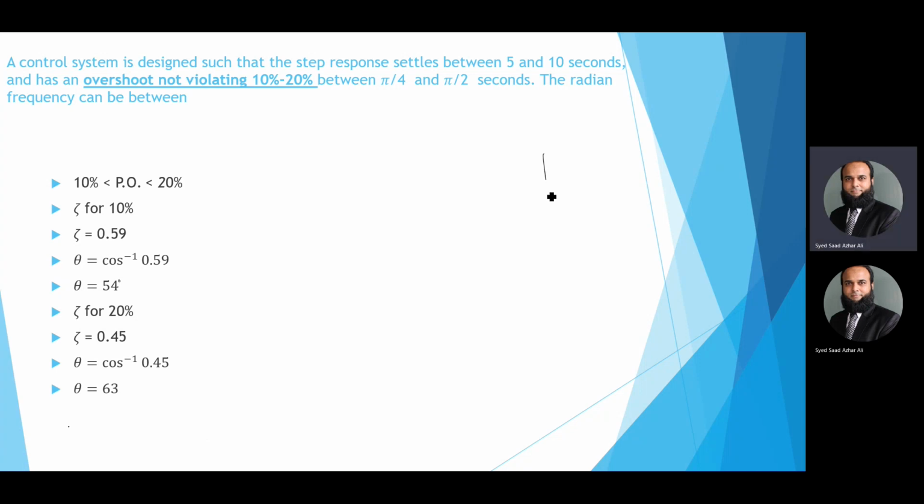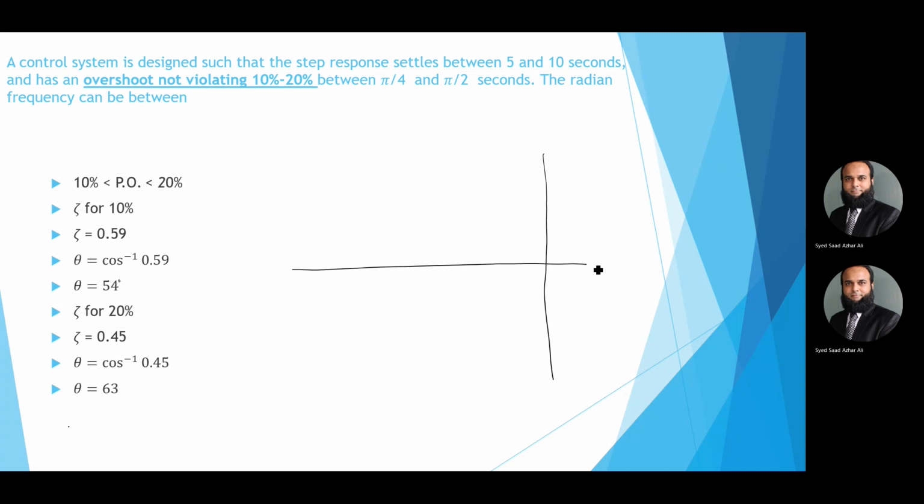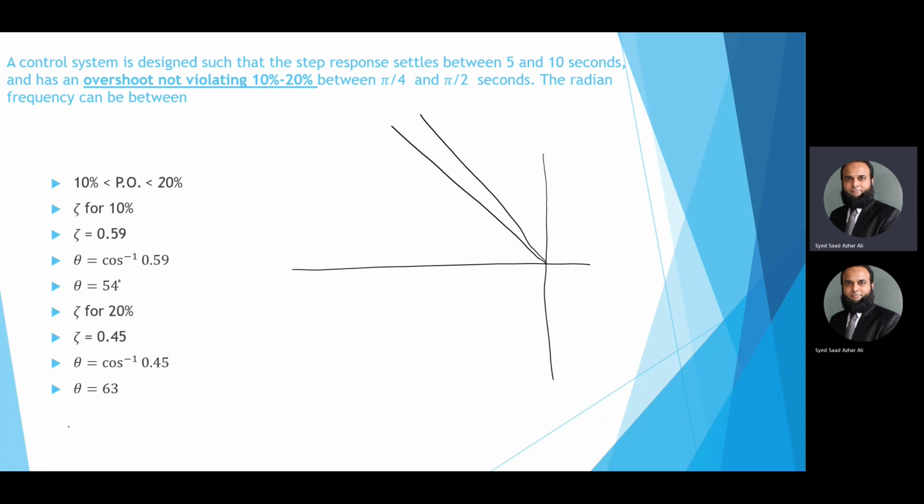This means I'm talking about this. So one is about 54 and one is about 63. So this is 54 and this is 63. So it has to be in between this. All right, is that clear?